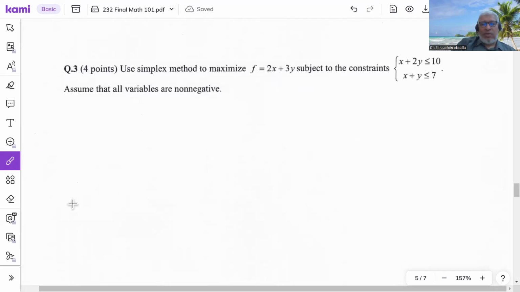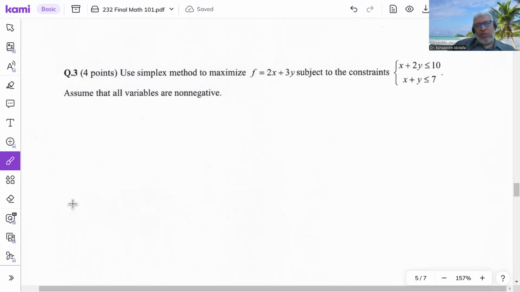Use simplex method to maximize this function subject to these constraints. The first step is to introduce the slack variables and change these inequalities to equations. So S1, the first slack variable for the first inequality, and S2 is the second slack variable. So the number of slack variables would be equal always to the number of constraints. And for the objective function, I take everything to the left-hand side.